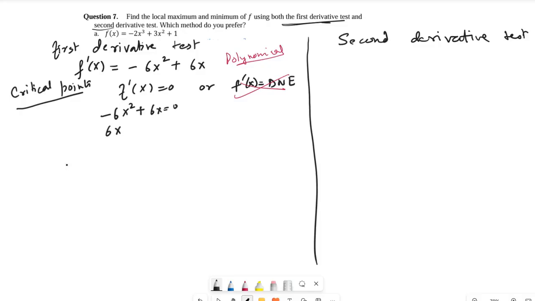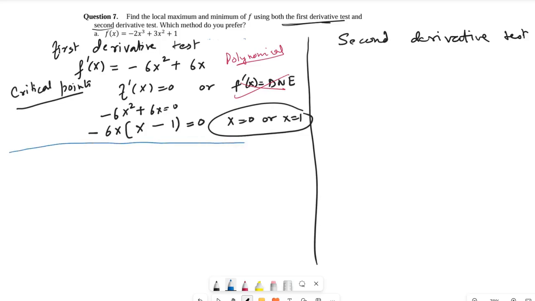I can factor negative 6x out. I'll be left with x here and minus 1. So x is either 0 or x is equal to 1. These are my two critical points. Actually, for both methods, first derivative and second derivative, this much has to be done. We need to find critical points from the first derivative.